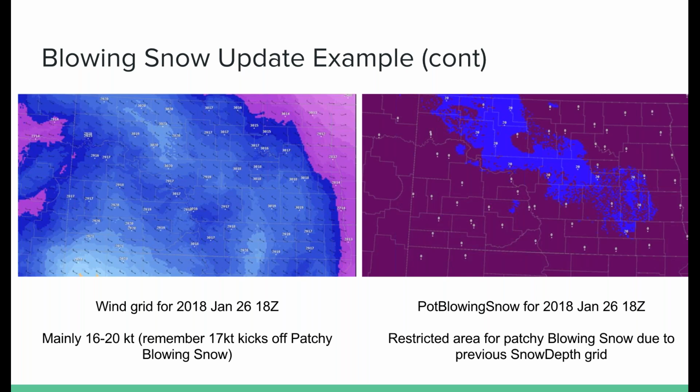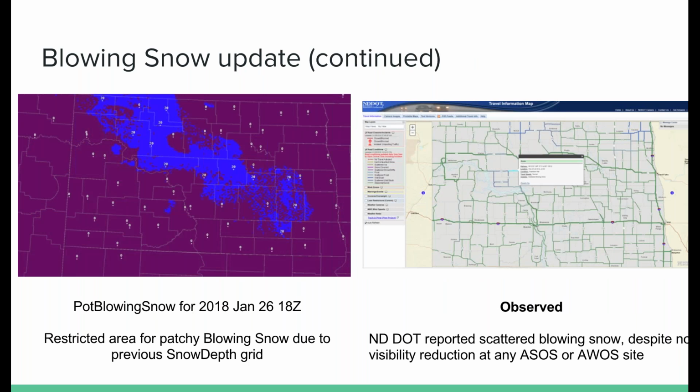And better yet, on the next slide here, once it advances, we can actually do an observed comparison. There was some blowing snow on some roadways there in north central North Dakota, and interestingly, someone reported scattered blowing snow. And there's no ASOS or AWOS reported visibility restriction, but one of the DOT places reported it. So it's good to see at least this come to truth.